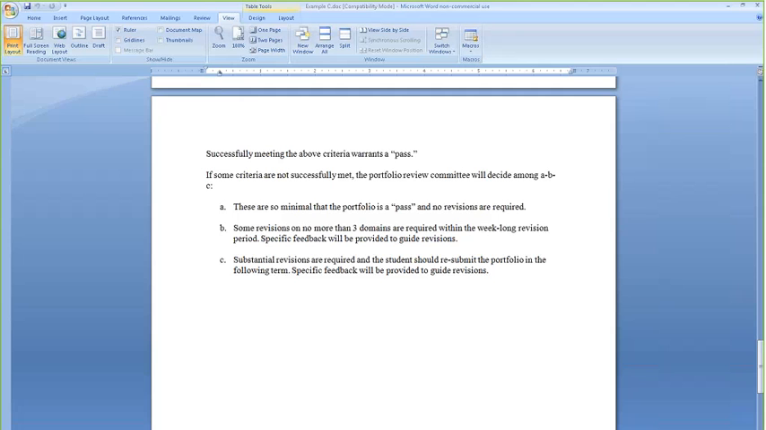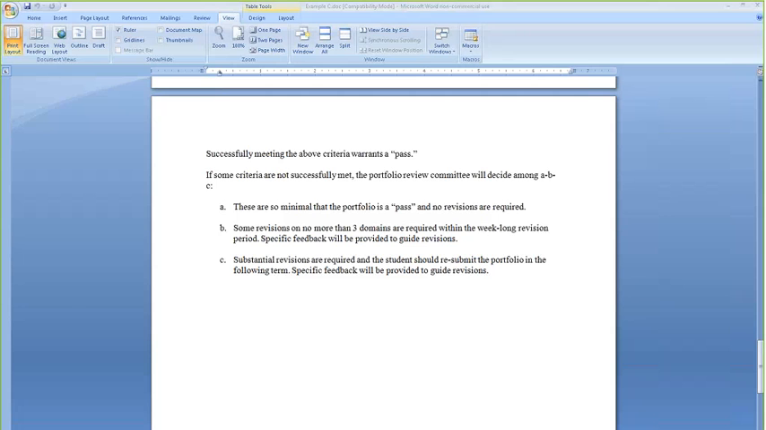So I bring that to your attention and raise these points only as things to consider if you're using ePortfolio and expect to use portfolio data and your portfolio and scoring guides submitted as evidence for your self-study. These are some things to think about.